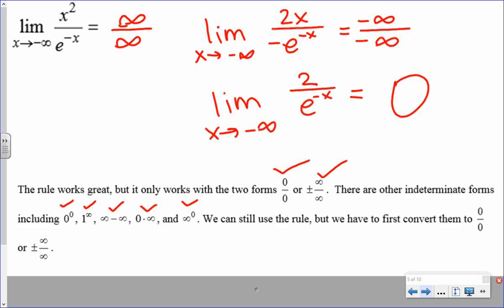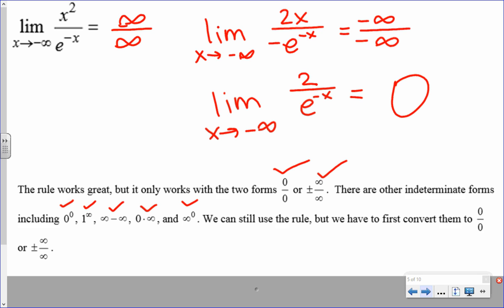0 to the 0. I don't know what that is. If you look at the regular plane, you can approach a point, but if you look at the complex plane, it gets messed up. And if we think about it, we know 0 to a power is 0, but we also know anything to the 0 power is 1. There are 2 different rules combined into 1.